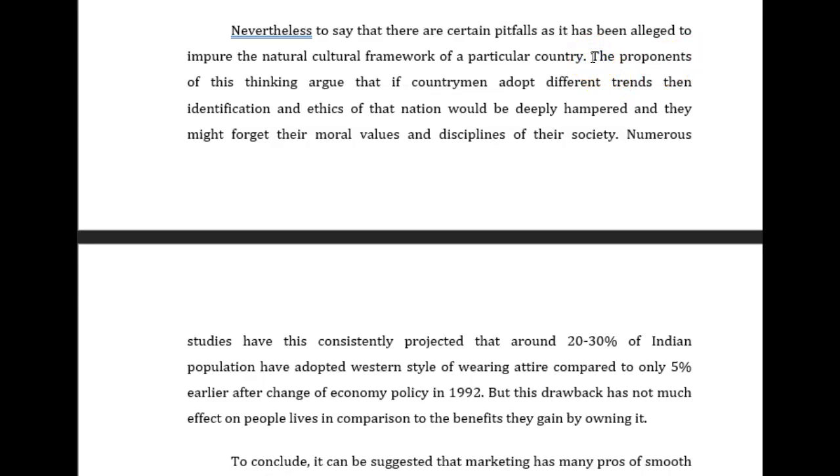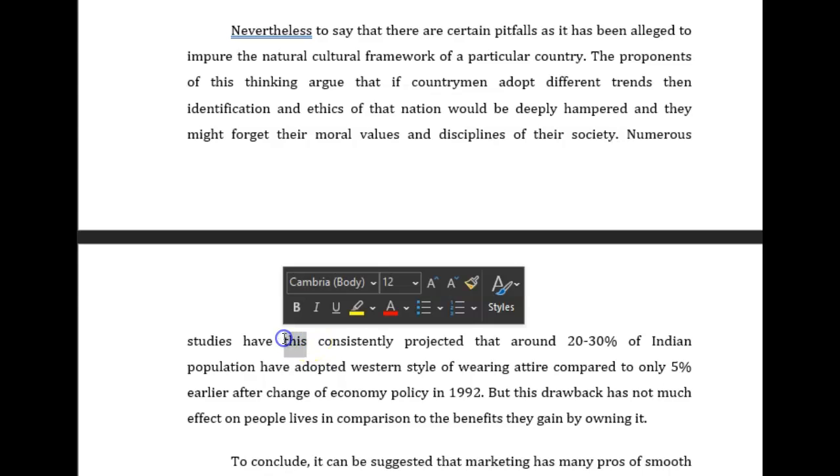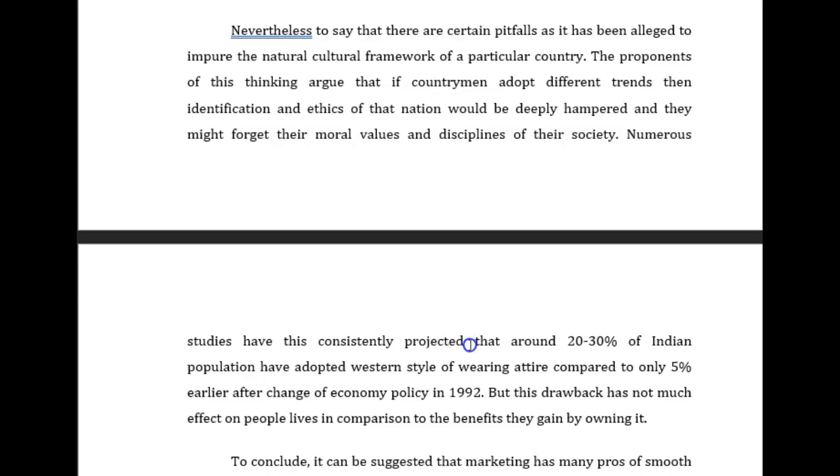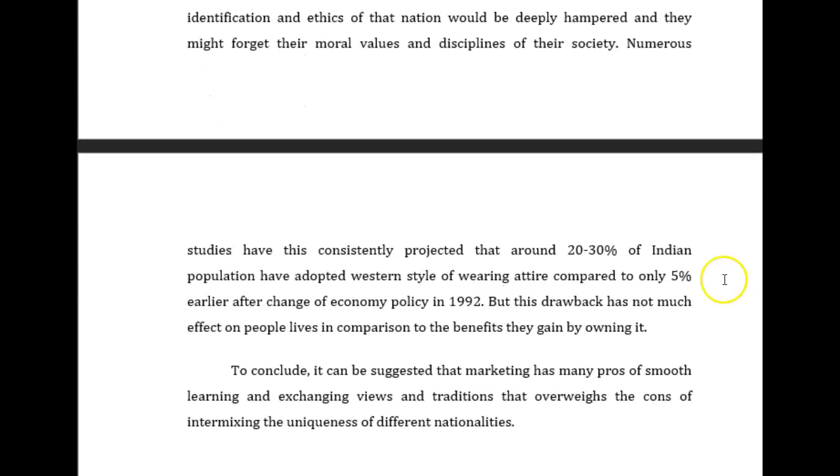Okay, this could work. The proponents of this thinking, that it's a good idea, argue that if countrymen adopt different trends, then identification of ethics, okay, I would say their self-identification and their ethics and customs could be deeply hampered, and they might forget the moral values and disciplines. I like that idea, just you need to make it sound a little bit more natural. Numerous studies, okay, have, you don't need this, consistently projected that. Now, projected is to go in the future. So, statistically reported, because it's in the past, that 20 to 30% of the population have adopted Western style of attire. Okay, good. That's a nice example.